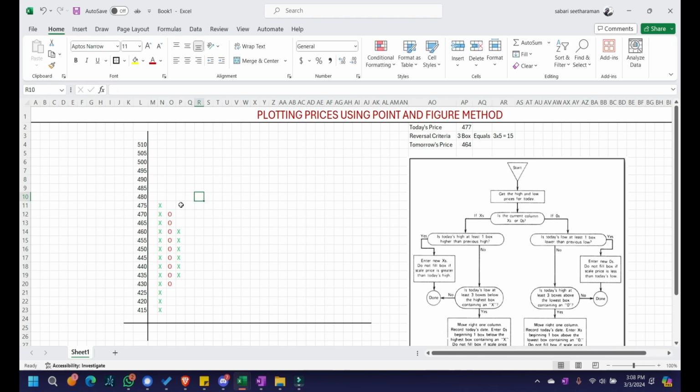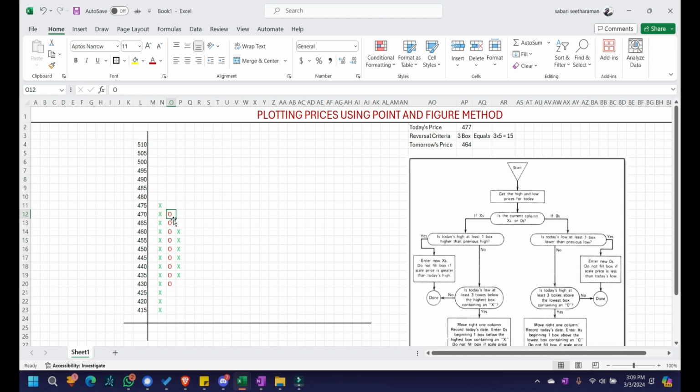For example, tomorrow Microsoft reached 464. Okay, 464 is below this here, right? So is that more than 3 boxes below? Right now the highest level is 475 as per the chart. What is the reversal criteria? 3 box. 3 box equal to how many dollars? $15. Specific to Microsoft, is 464 more than $15 below the previous high of 475? Yes, it is. So we'll start marking O's in the second column.